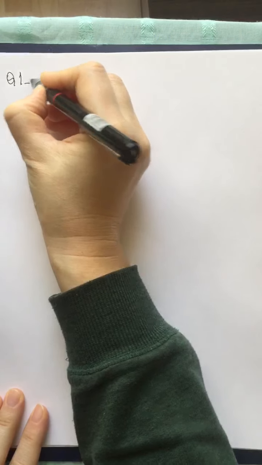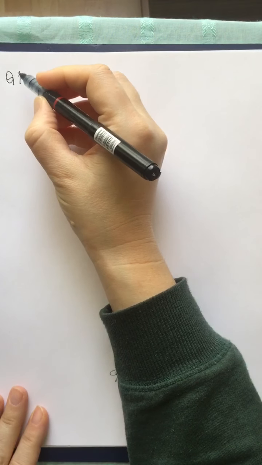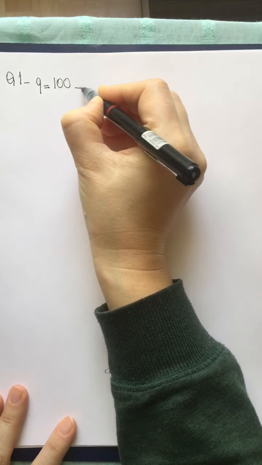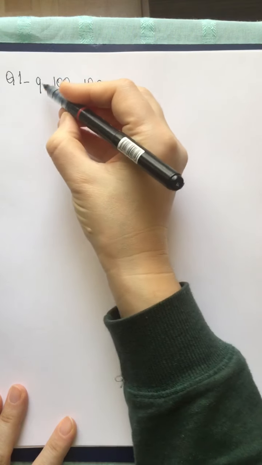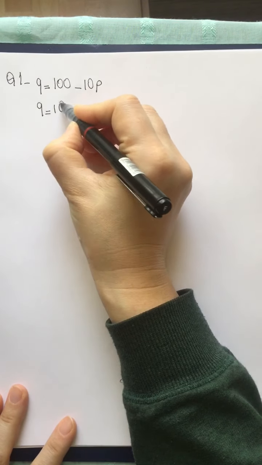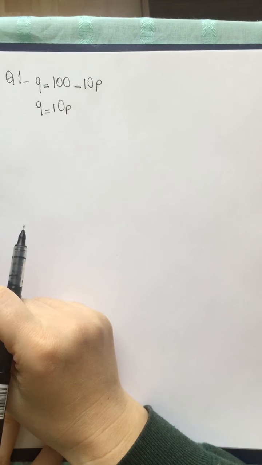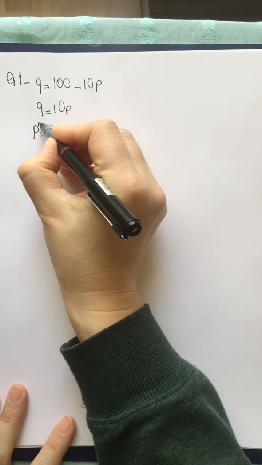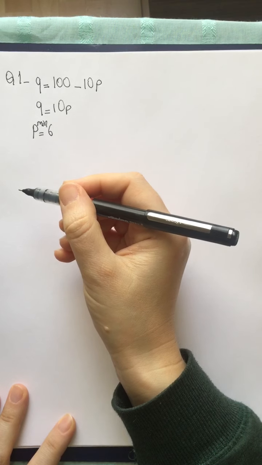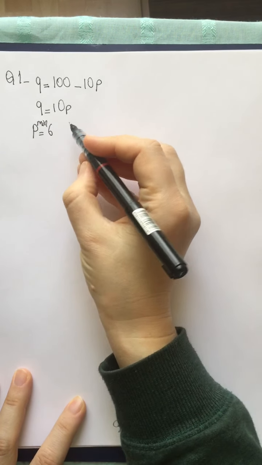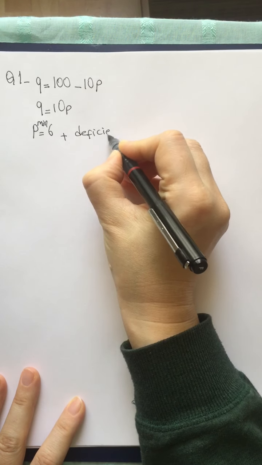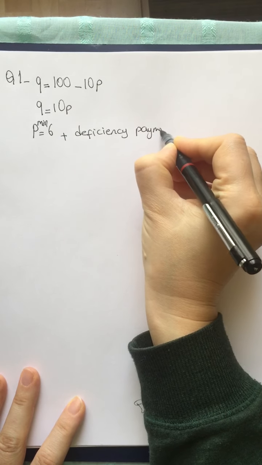And the first question, let's say Q1, is: suppose that the demand curve for wheat is Q equal to 100 minus 10p and the supply curve is Q equal to 10p. The government imposes a price support at price 6, which is a minimum price, and uses a deficiency payment program, which means price support.